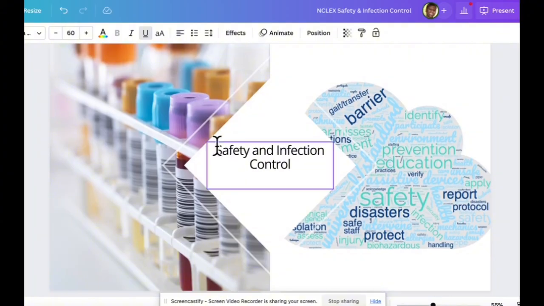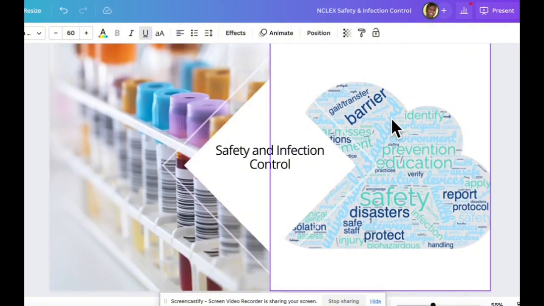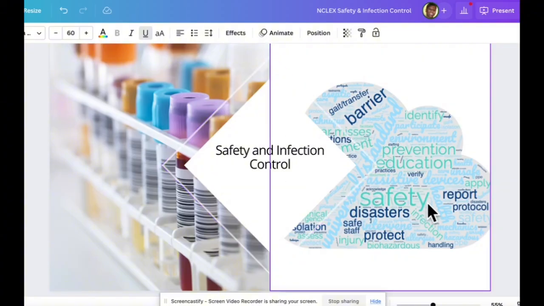So, safety and infection control. I made a word cloud here that really captures a lot of the terms that I just read to you in the NCSBN test plan description list there.